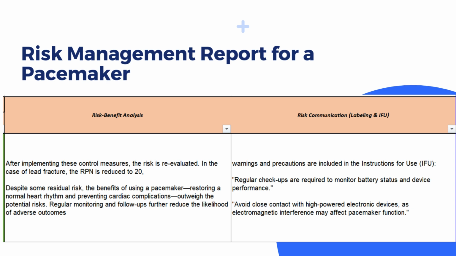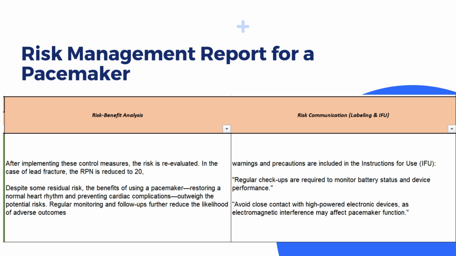7. Risk communication, labeling and instructions for use, IFU. Risk management doesn't just involve design improvements. It also includes informing users and healthcare providers about potential risks. This is done through warnings in the instructions for use, IFU, and device labeling.